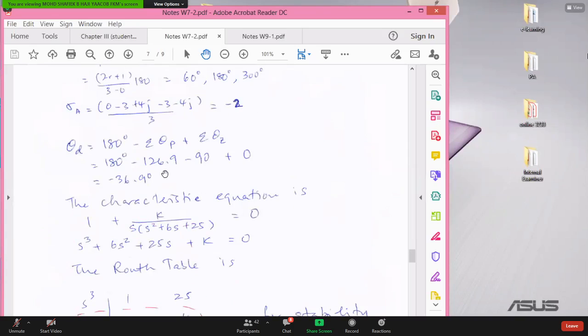So 126.9. So 180 minus 126.9. This is the angle from the pole at the origin. Minus 90 here is from the complex pole below the real axis. Now, you have no zero, so you don't have theta z here, and you just compute 180 minus 126.9 minus 90, so you get the departure angle of negative 36.9 degrees. Any other question?